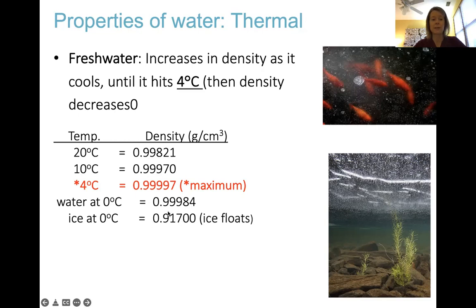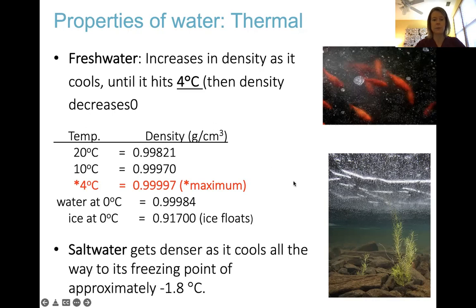And then ice is a lot less dense. So water at 0 degrees Celsius before it's frozen, ice at 0 degrees Celsius is really a lot less dense than even warmer water. That's why ice floats on any kind of water. Okay, so 4 degrees Celsius, that'll come up again when we talk about freshwater ecosystems.